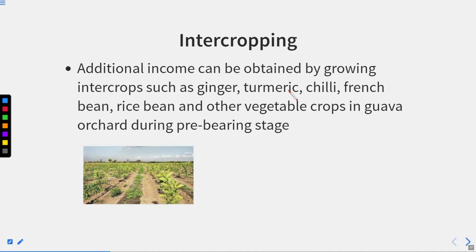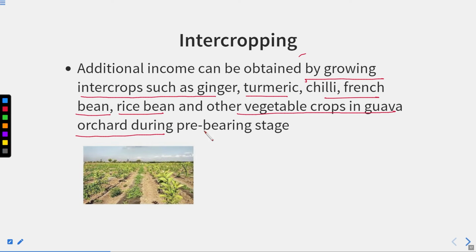Now, intercropping. Additional income can be obtained by growing intercrops such as ginger, turmeric, chili, French bean, rice bean, and other vegetable crops in the guava orchard during the pre-bearing stages. So suppose this is the line of the guava crop, right? So here you can grow these crops. Which crop? You can grow ginger, turmeric, chili, French bean, rice bean. So all these things you can grow in the intercropping pattern of the cropping, right?